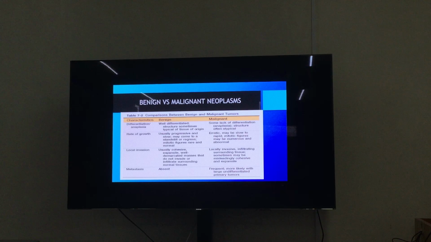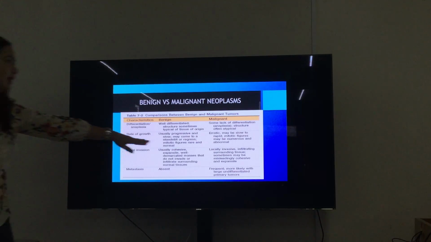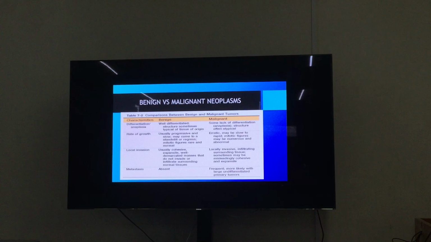Mitotic figures are rare and normal in your benign. Okay, so sa benign, slow growing mass. Example, yung lipoma, slow growing lang yan. Sometimes, 1 cm siya, kahit na 2 years na 1 cm pa rin yung size niya. Okay, unlike that of the malignant, the growth is erratic, may be slow to rapid, mitotic figures may be numerous and abnormal. So, rapidly growing and it has high mitotic activity.